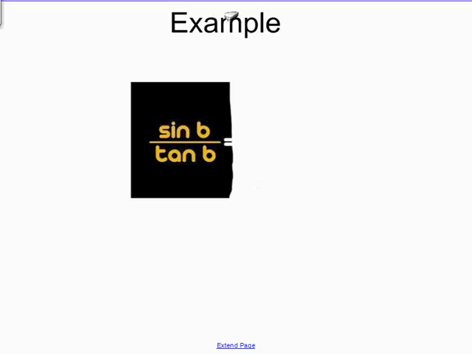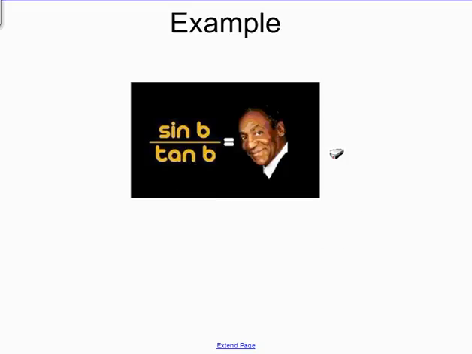Alright, so today we're going to start out with a nice little example here. I want to see what sine of b over tangent of b would equal. So if you simplify it, the joke is that you would end up with cos b.